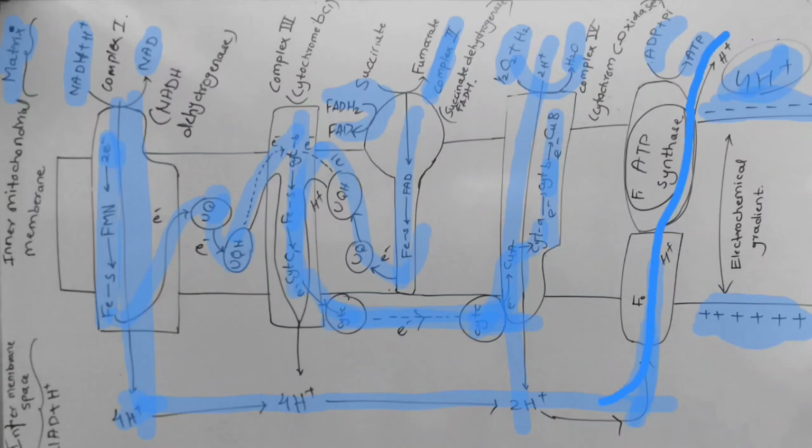Whenever they enter, they spin the F1 ATP synthase subunit, and they produce a special type of energy which is responsible for the conversion of ADP and orthophosphate into a high energy molecule called ATP. And the complete formation of one single ATP needs 4 protons. One extra thing: one NADH molecule forms almost 3 ATPs, and one FADH2 molecule forms almost 2 ATPs on average. Okay?